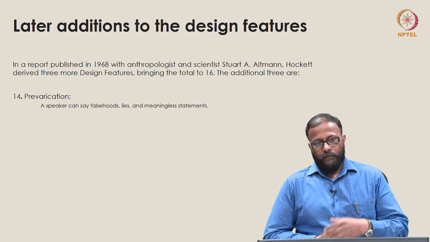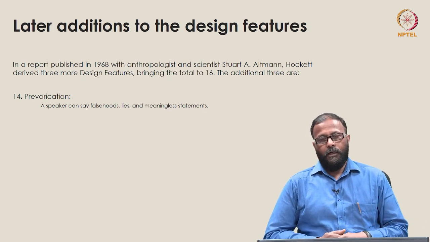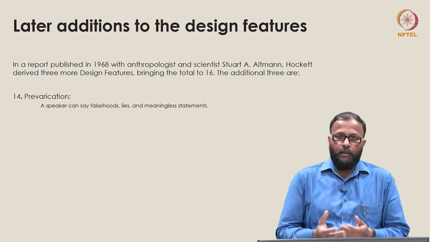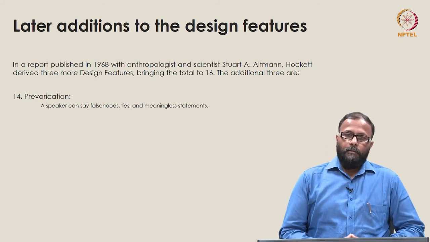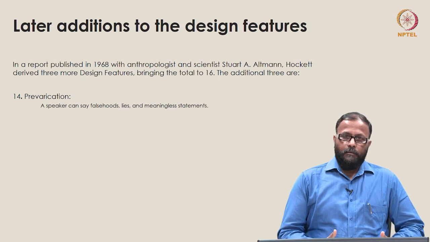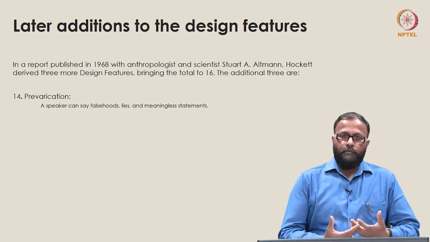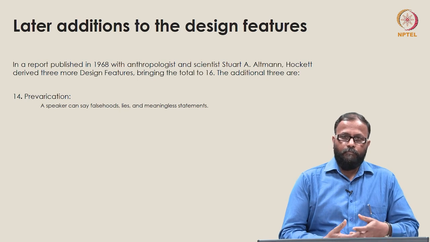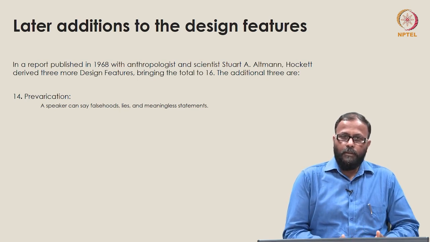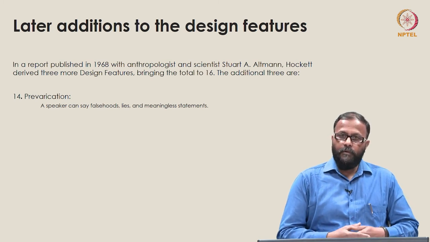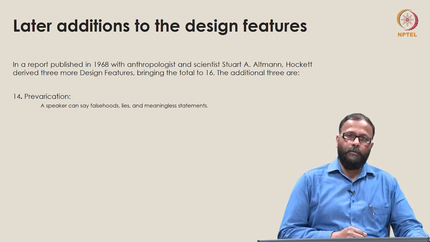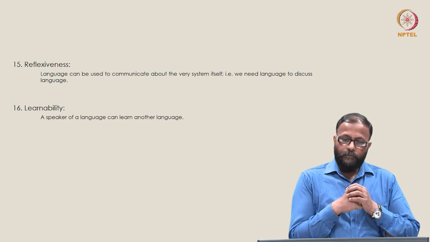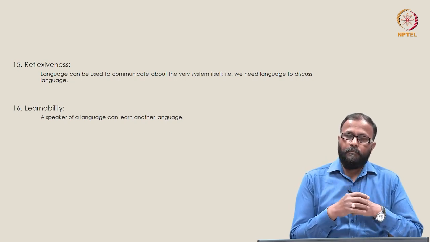I mean, you might have seen kids around. Who teaches them how to tell a lie? Right? They learn it in a social environment. Pretext, the pretense, we all learn. And language allows us to do so. So this is prevarication. The 14th feature, again, is very crucial and important. Then we have the 15th, reflexiveness.